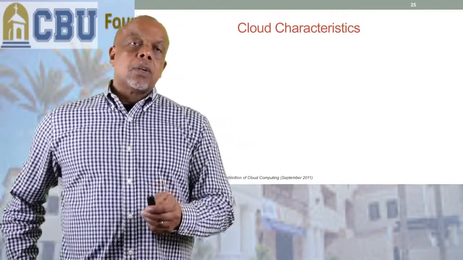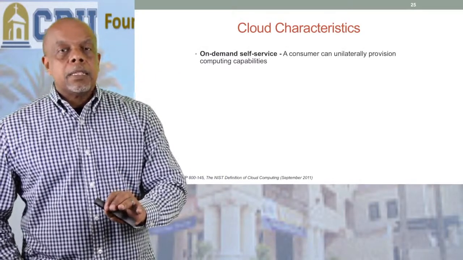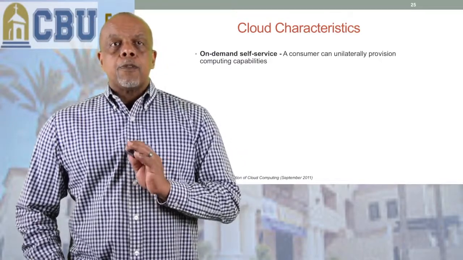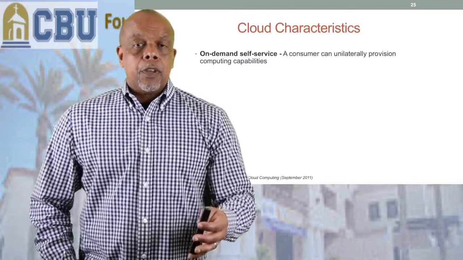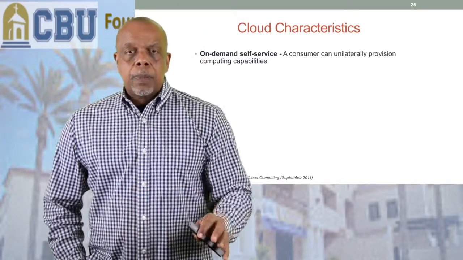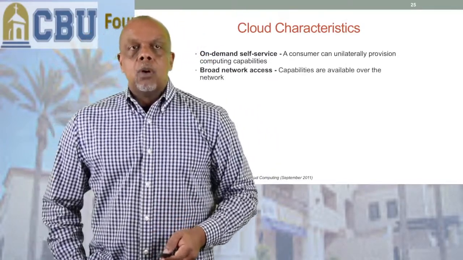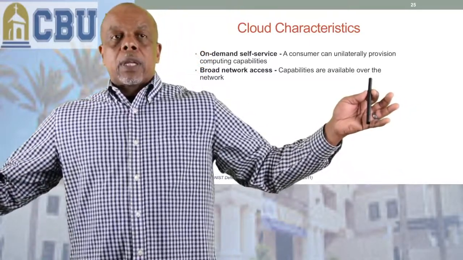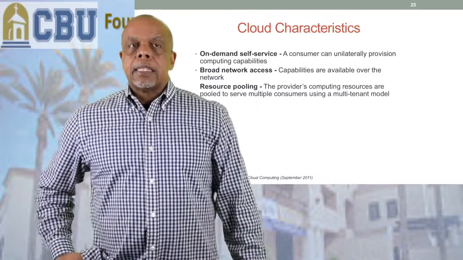So what are some of the characteristics of cloud? Well, one is on-demand self-service, meaning that as a customer, I can provision it myself. I don't have to call anyone to come in and provision it. I can go out to Amazon, Google, Rackspace, any of these places, and provision my own service. Broad network access: I can get to it pretty much from anywhere as long as I have network access.